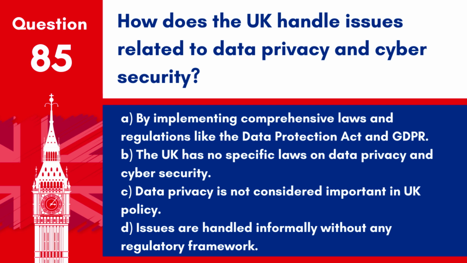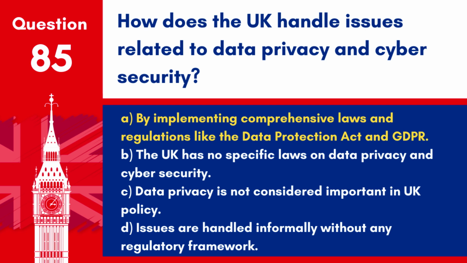Question 85. How does the UK handle issues related to data privacy and cybersecurity? A. By implementing comprehensive laws and regulations like the Data Protection Act and GDPR. B. The UK has no specific laws on data privacy and cybersecurity. C. Data privacy is not considered important in UK policy. D. Issues are handled informally without any regulatory framework.